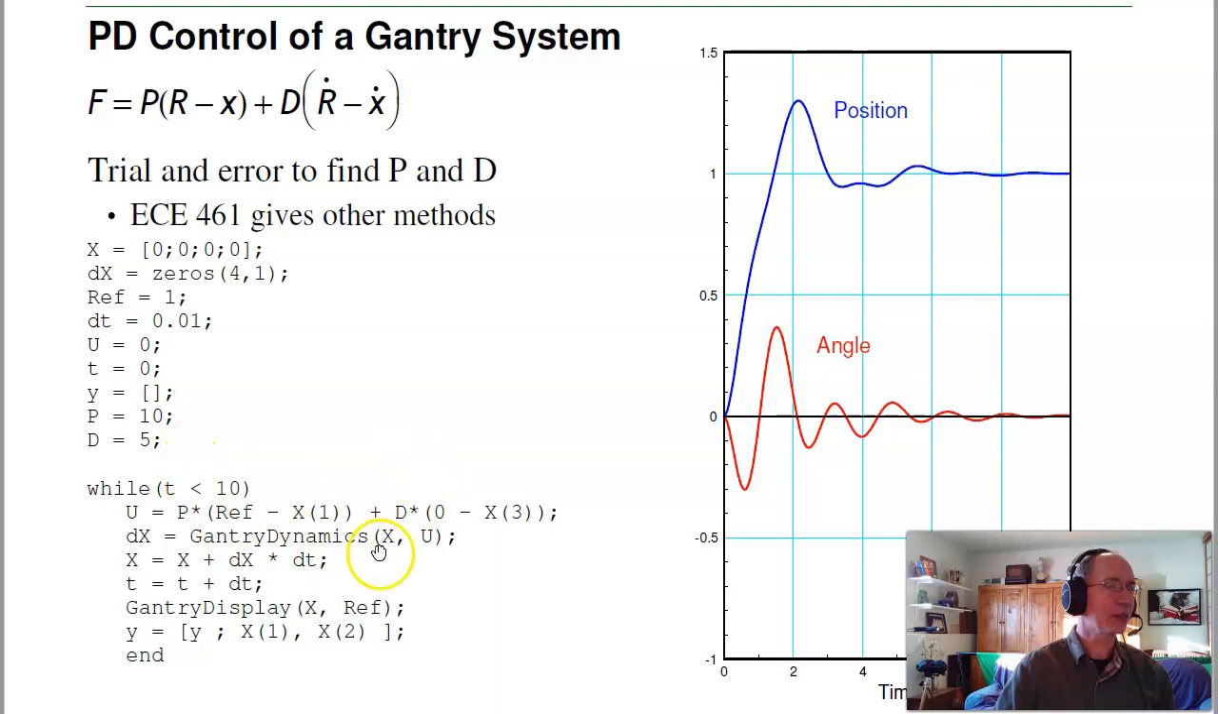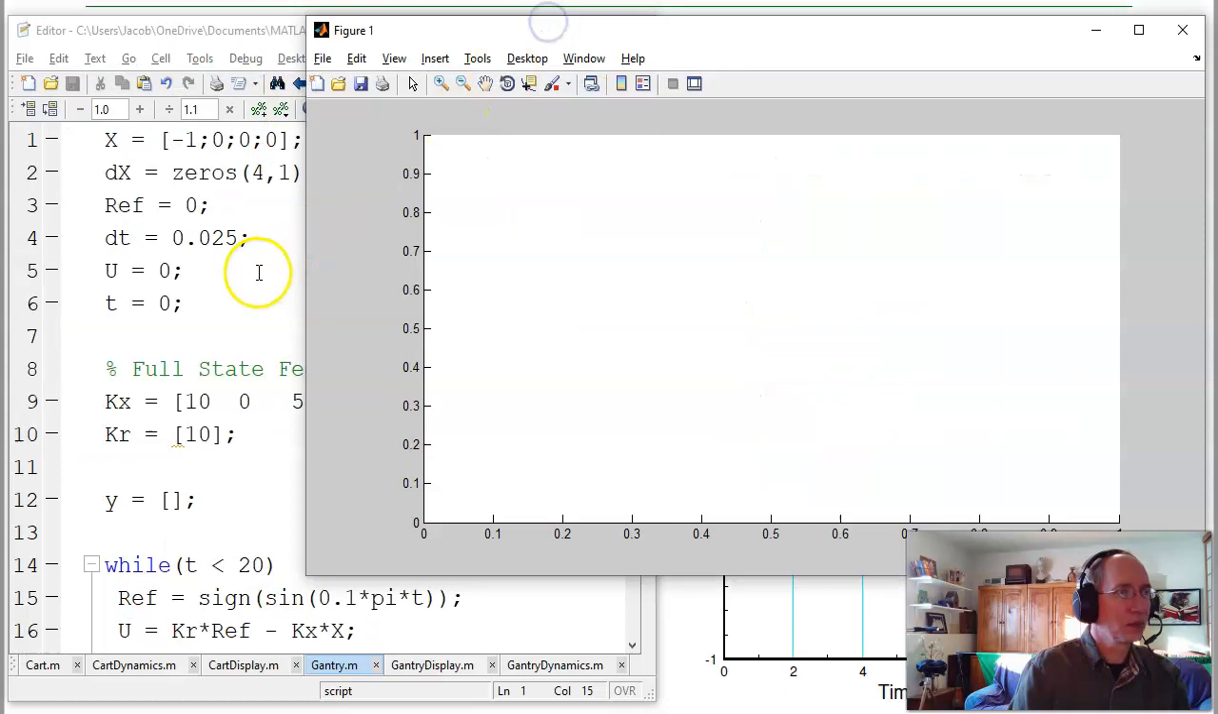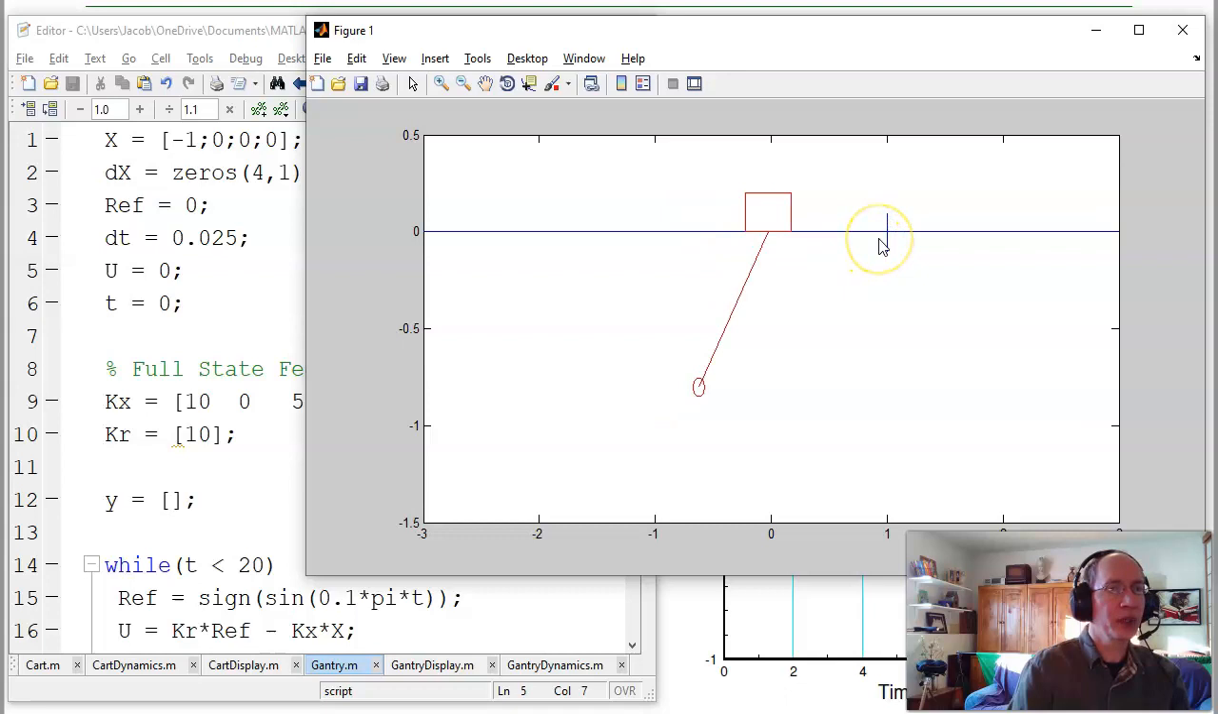So doing the simulation, I'll start out at minus 1. I want to go over here to plus 1. And I'm making the force on the cart proportional gain of 10, derivative gain of 5. If you play around with the gains, I can get better responses, but just playing around with those two knobs, you can do fairly well. And that's the response to the nonlinear system. And kind of fun to watch.